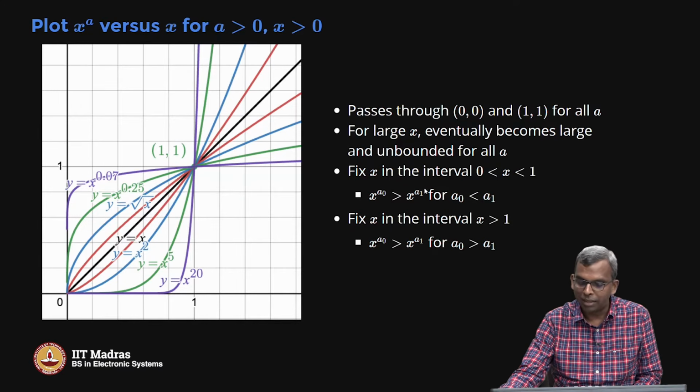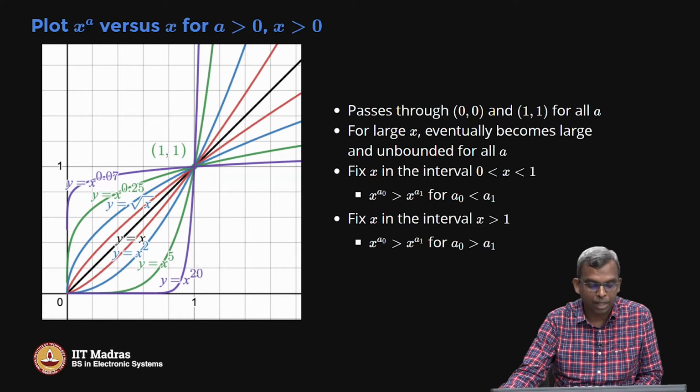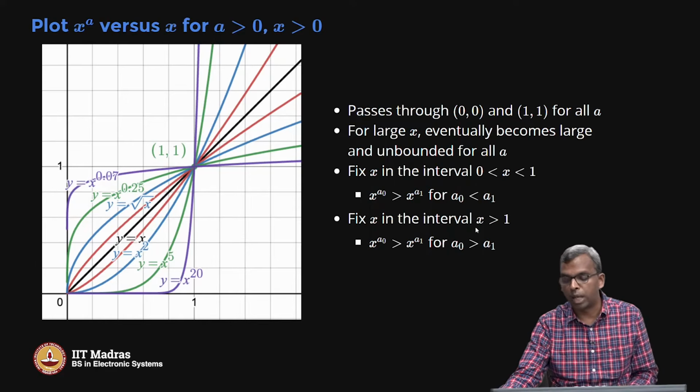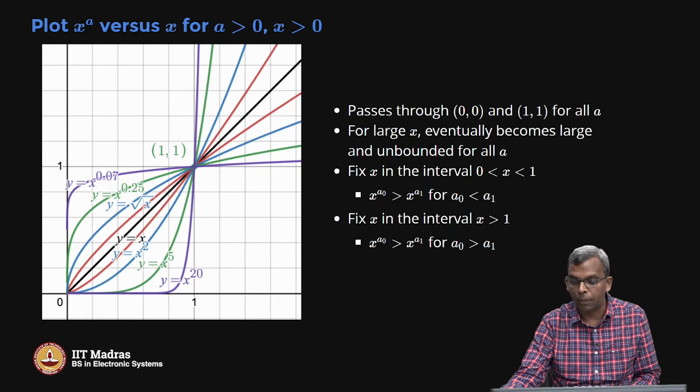So I've made this behavior a bit more precise. If you fix a particular x and that x value lies between 0 and 1, if your exponent is larger, then the value goes smaller, right. So the lower exponent, a0 less than a1, will have a higher value. And the same behavior will reverse when you go to x greater than 1. When x is greater than 1, if your exponent is larger, you're the king.